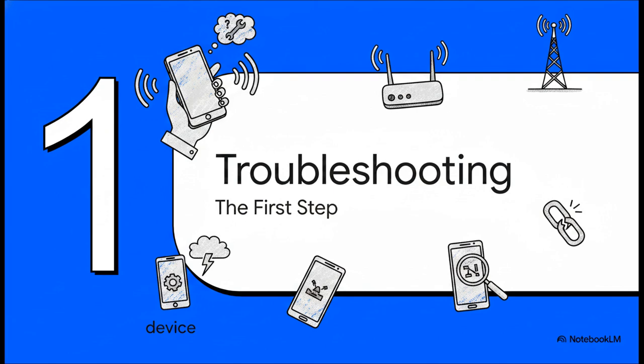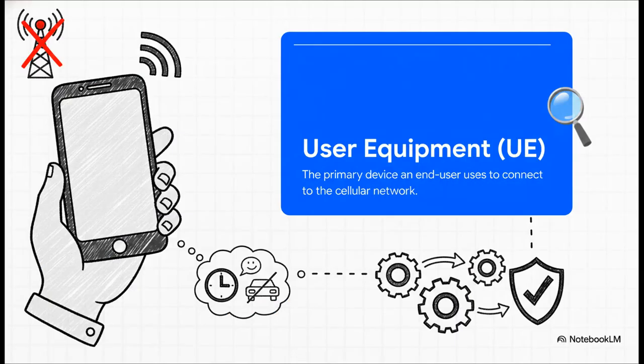Section 1. The first troubleshooting step. So our job actually doesn't begin miles away at the cell site. It starts right at the device itself. We call this user equipment, or UE. It's the primary device, usually just the customer smartphone, used directly by the end user to connect to the cellular network. And it's the absolute crucial first link in this whole network chain.